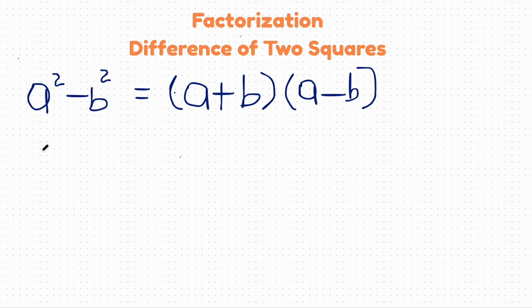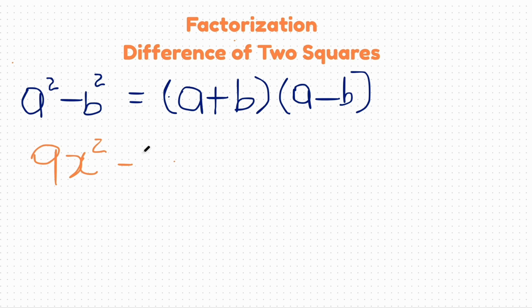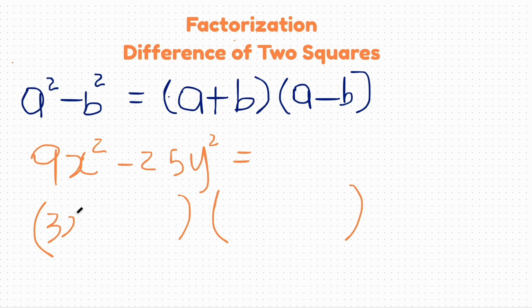So what if we were given 9x squared minus 25y squared, and we were asked to factorize? So the first thing we do, we put down our brackets. Then we find the square root of 9x squared, and that would be 3x. You have to put it there and also over here.